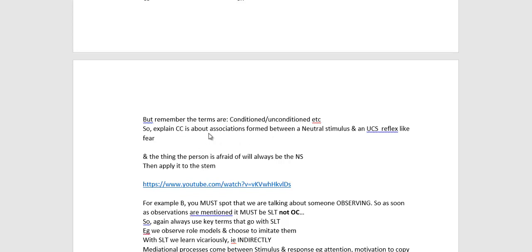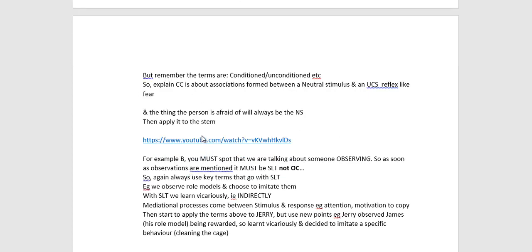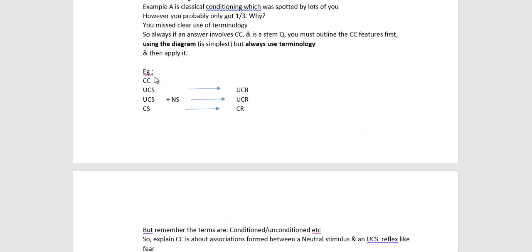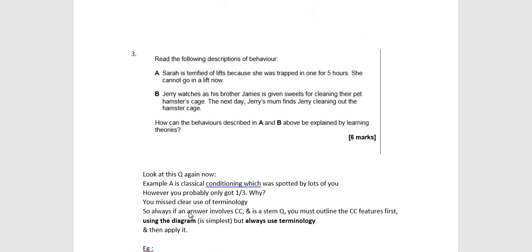Explain classical conditioning is about forming associations between a neutral stimulus and an unconditioned stimulus, a reflex like fear. And the thing the person is afraid of will always be the neutral stimulus, and then you apply it to the stem. Lovely little video clip here from Miss Earl, which is useful for you to have a look at. So what you're going to do with this is you talk this through and then you literally apply those terms to Sarah in this case.